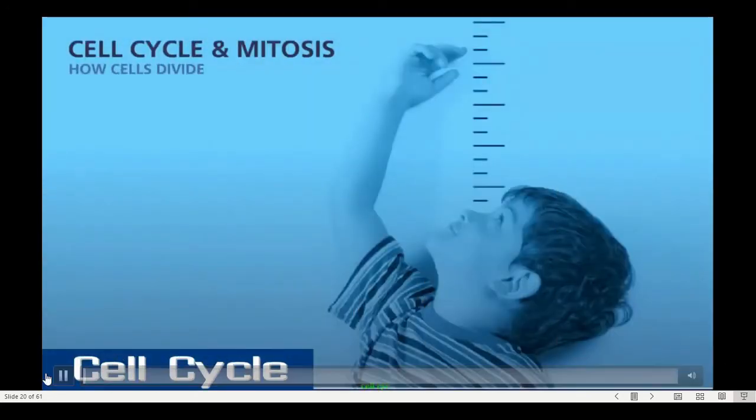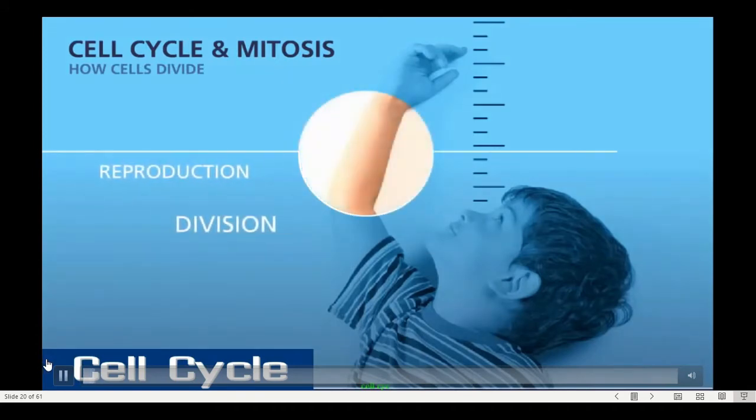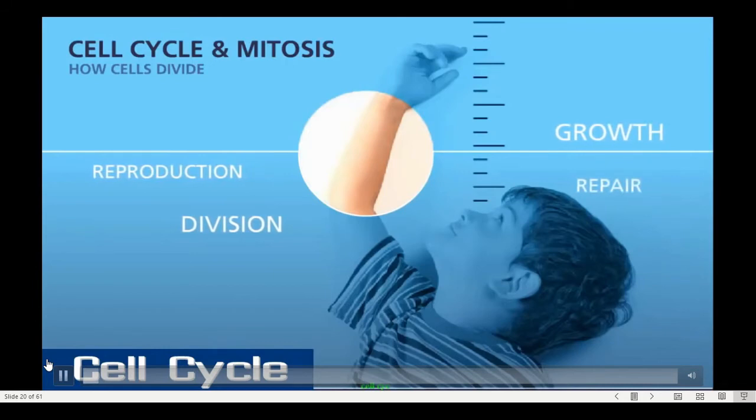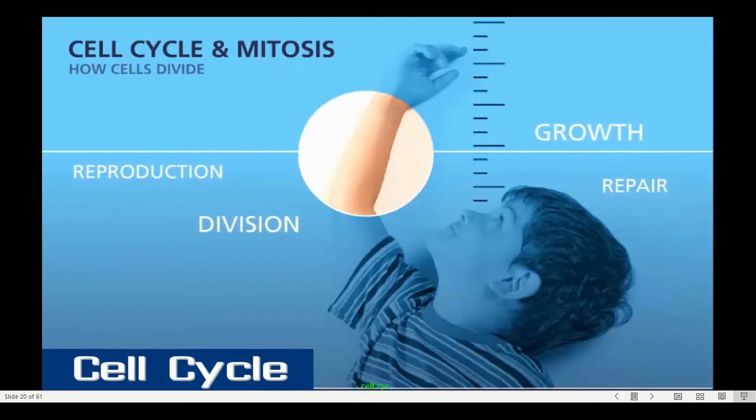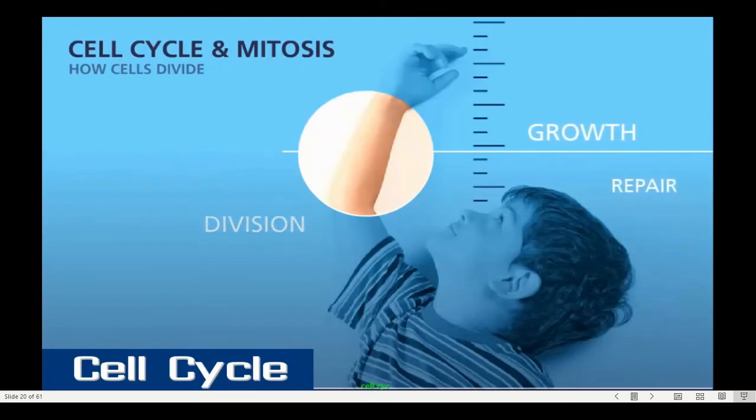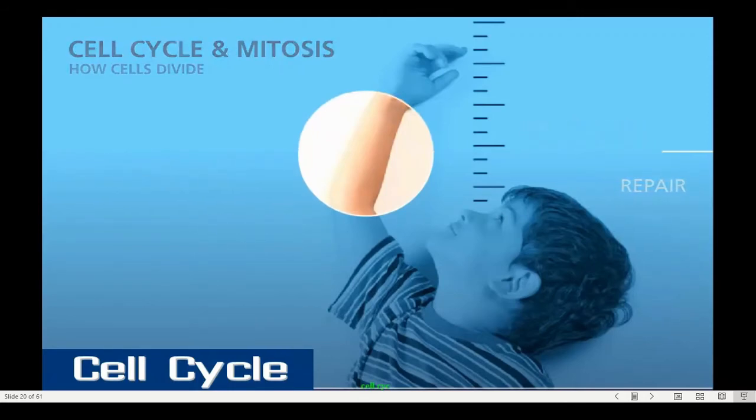Okay, let's add some more videos. An adult human contains an estimated 100 trillion cells, and yet we start life as a single cell. To grow, develop, and repair tissue damage, we rely on cell division. In eukaryotic cells, this process is accomplished by a series of well-orchestrated steps called mitosis.